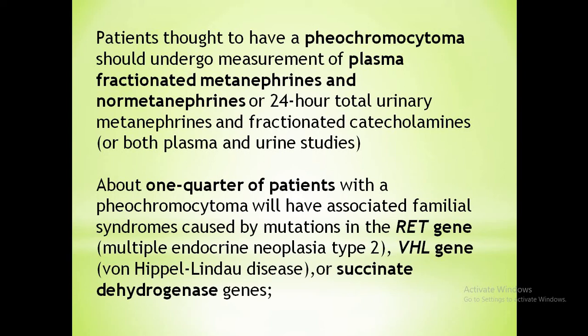And if you suspect a Pheochromocytoma, definitely the patient should undergo plasma fractionated metanephrines and normetanephrines. So plasma metanephrines and normetanephrines, or 24-hour total urinary metanephrines and fractionated catecholamines. Even though plasma fractionated metanephrines and normetanephrines are more preferred because of the sensitivity and specificity.